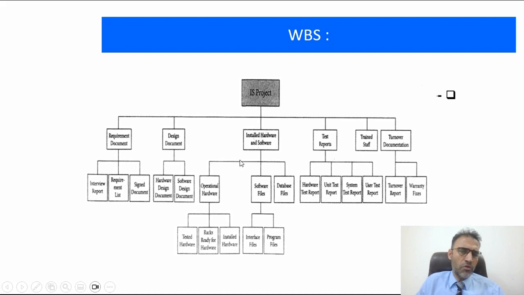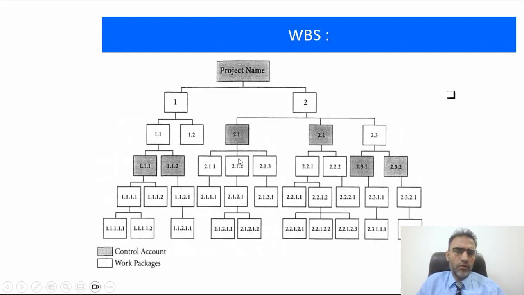Can we make more depth inside the levels? Yes. You see here how many levels we have. First of all, the project name itself is level 0. We have level 1, and after that we have level 2, level 3, and level 4. We have so many. If you see here, 1.1.1.1.1, how many levels? We are talking about 5 levels of packages or WBS that can be created.